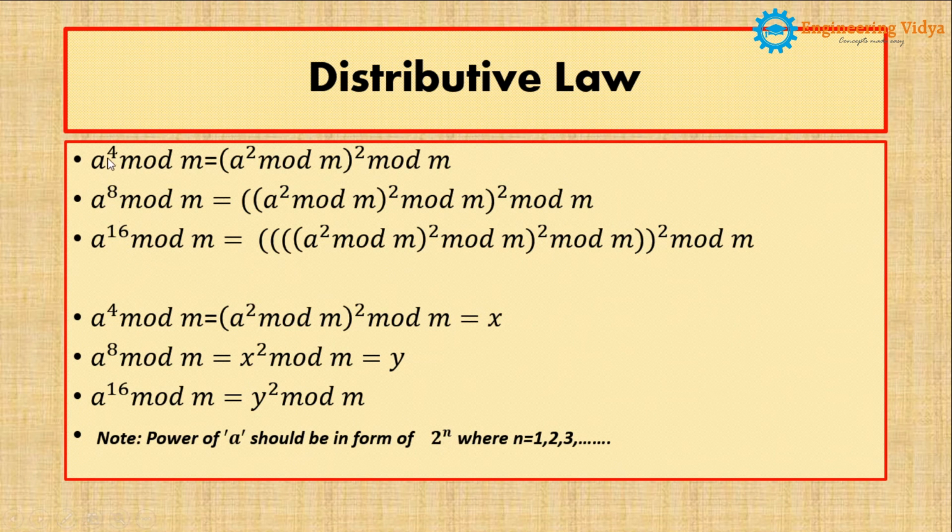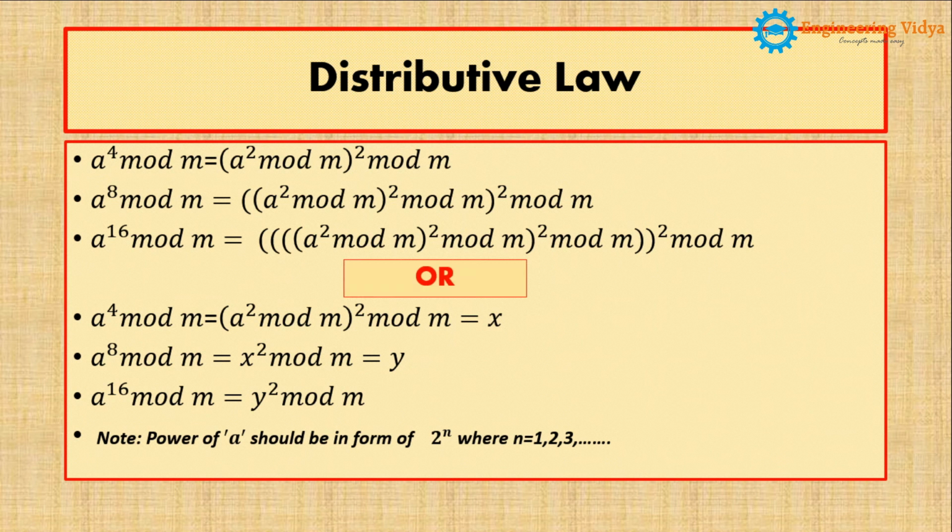So in whatever calculation we are looking at, the power of a should be present in the form of a power of 2. Power of 2 is nothing but what? 2 raised to 1 is 2, 2 raised to 2 is 4, 2 raised to 3 is 8, 2 raised to 4 is 16, and onward you can go for a raised to 32 also, a raised to 64 also. But whatever power it is, it should be present in the form of 2 raised to n. Only then will the distributive law be applicable. I hope you understood whatever I have explained till now.